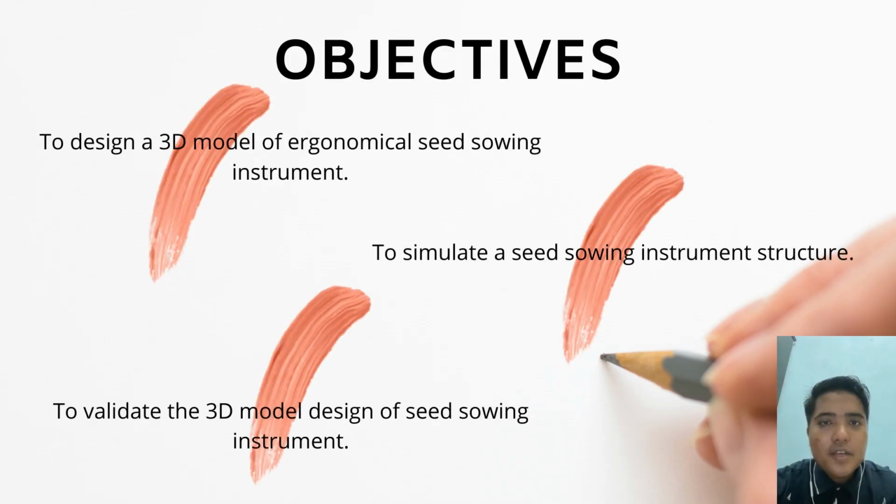The objectives that need to be achieved for this project are, firstly, to design a 3D model of an ergonomic seed sowing instrument. Second, to simulate the seed sowing instrument structure, and lastly, to validate the 3D model design of the seed sowing instrument.